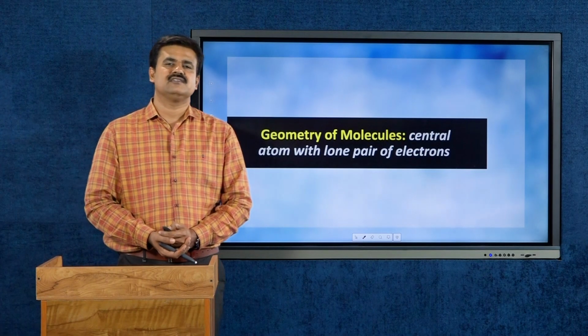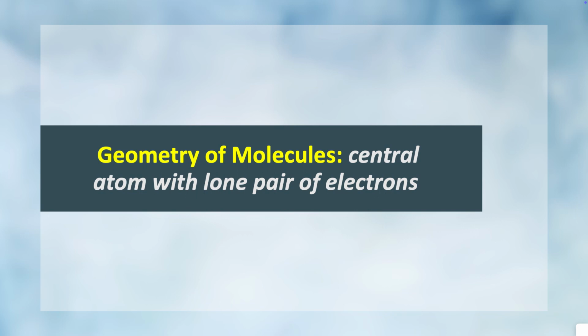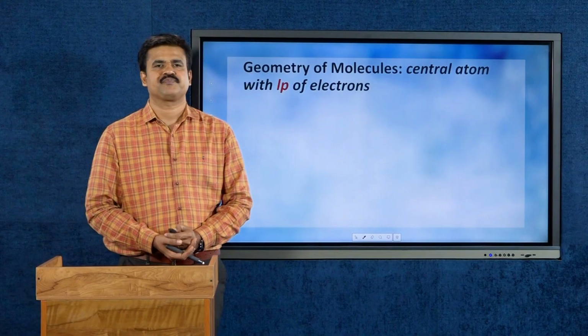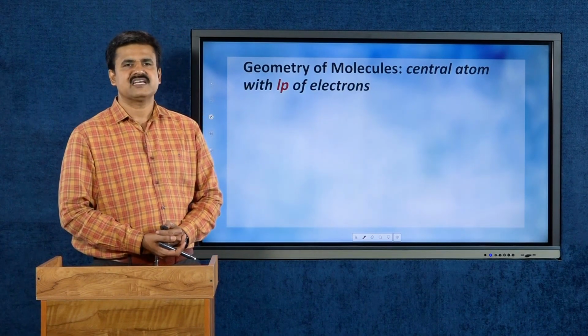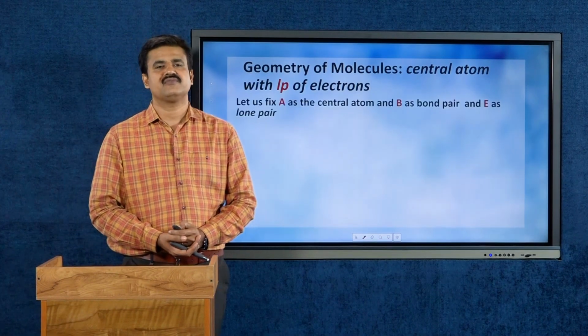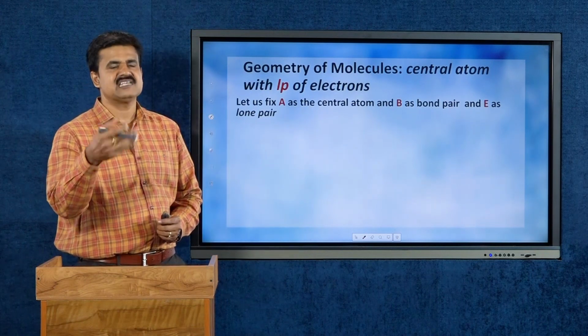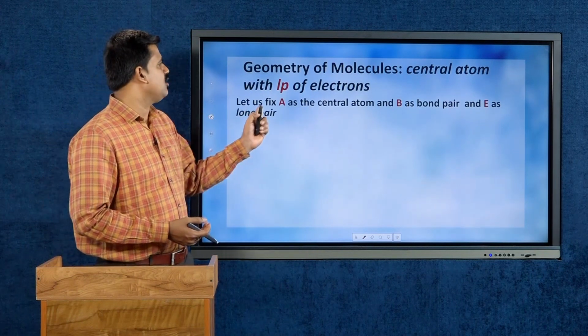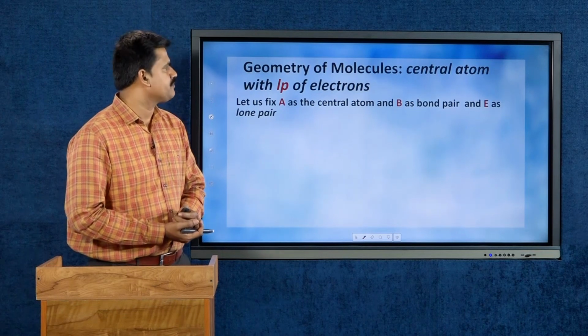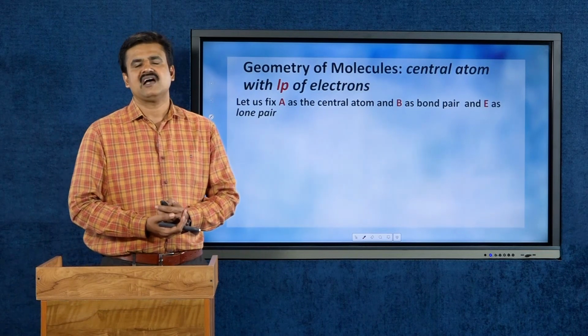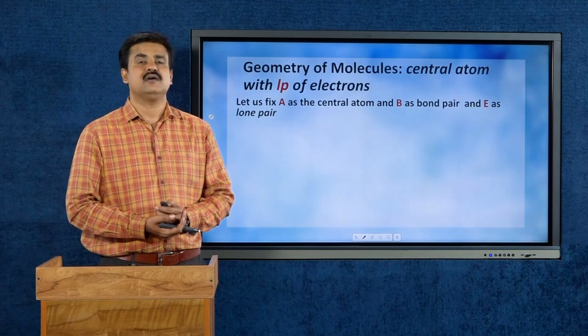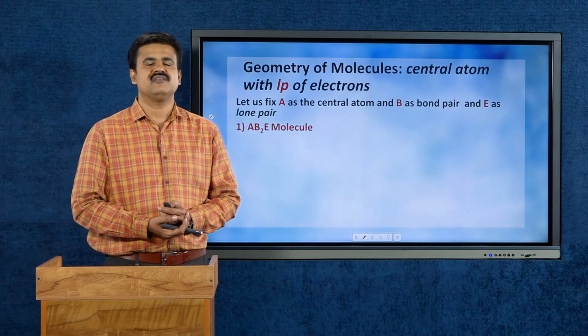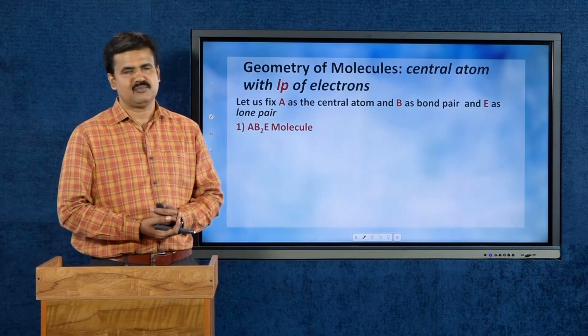We are now discussing the geometry of molecules where the central atom has lone pairs of electrons in addition to bond pairs. In order to illustrate the concept, we are fixing A as the central atom, B as the bond pair, and capital E as the lone pair. First of all, we are discussing the AB2E molecule.